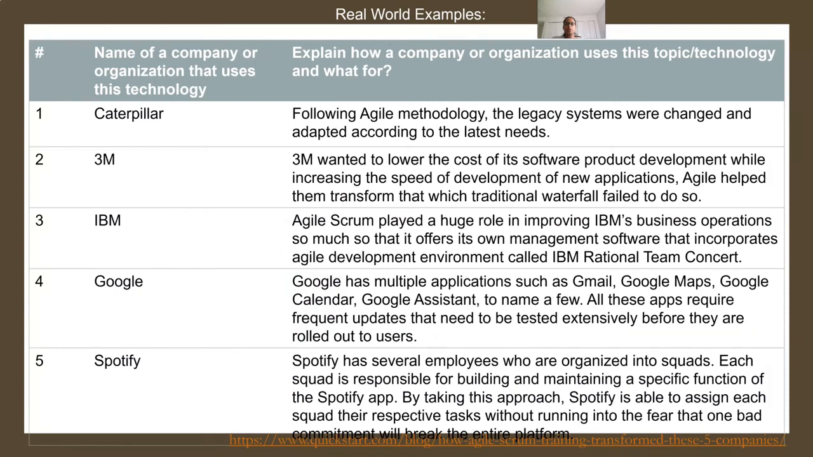Coming to some real world examples of organizations that have used the Agile methodology and how they have seen benefits of using it. Some of the organizations are Caterpillar, 3M, IBM, Google, and Spotify. The examples of how the projects were affected are listed here.